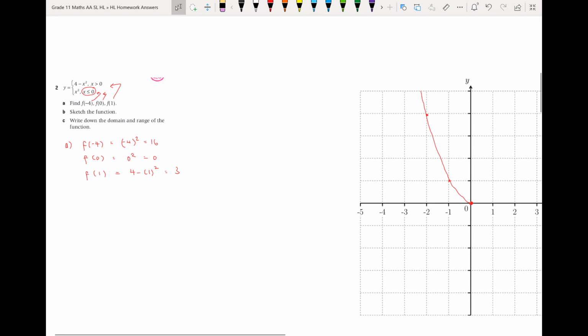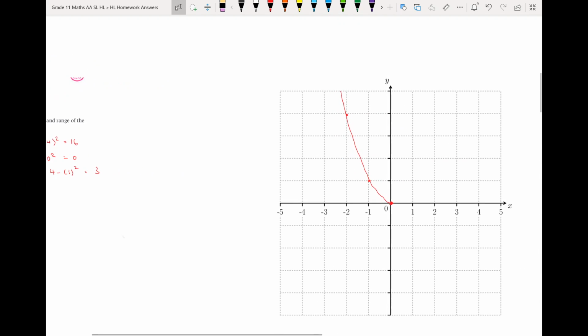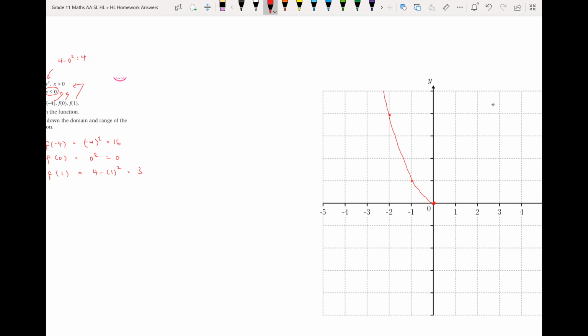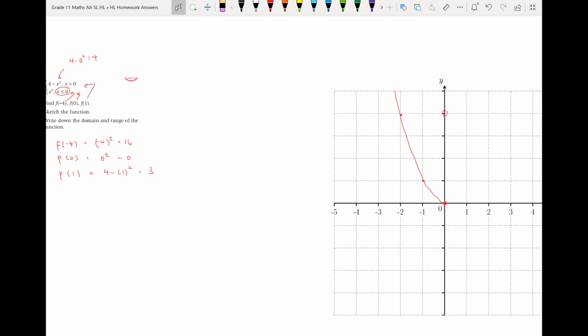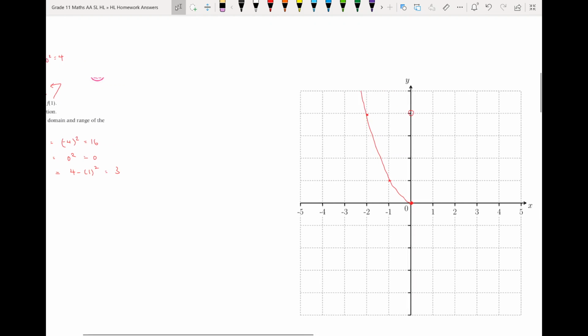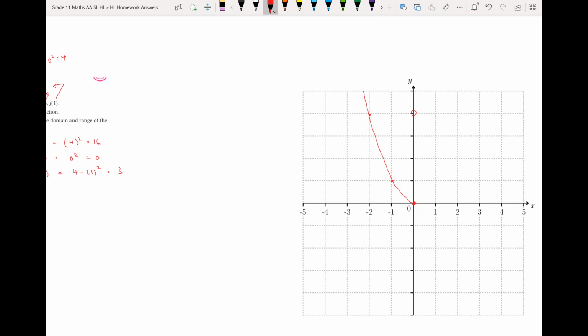And then for the top piece, when x is greater than 0, we evaluate the endpoint first of all. So for this piece here, 4 minus 0 squared gives us 4. So we know that it's going to start at 4. However, it doesn't include 4. So we still need to find out what the endpoint is for us to actually carry on drawing that curve. So 4 minus x squared is going to look something like this.